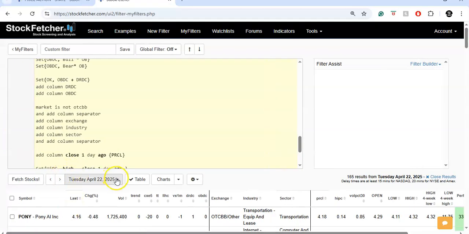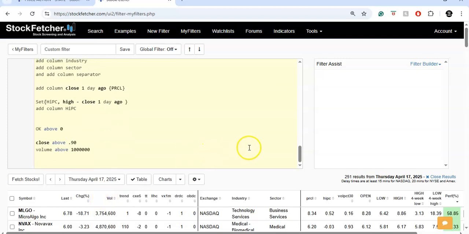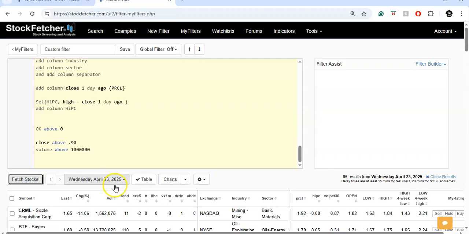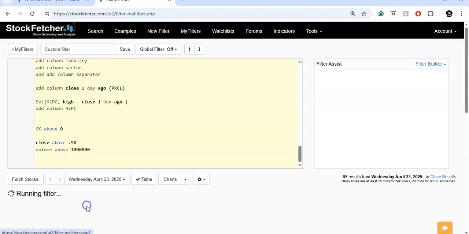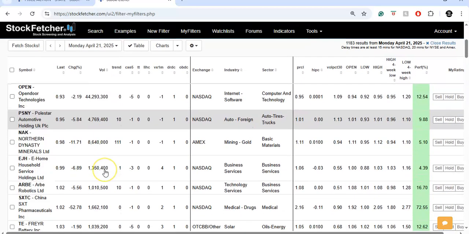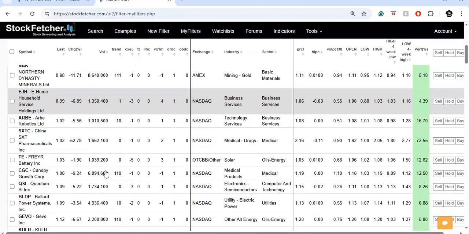But the one that I'm kind of kicking myself on, 2 days ago, why is it? Oh, I know why. I got to close the result, fetch the stocks, and then do 2 days ago. Monday, which one was it?